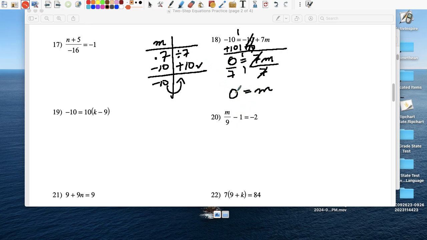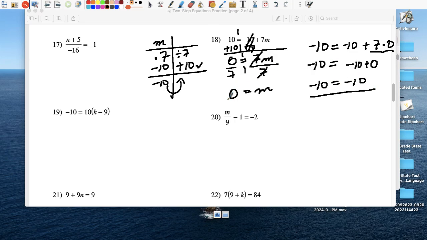So let's see if 0 makes my equation true. So -10 equals -10 plus 7 times 0, right? Because I'm replacing the m with 0. On this side, let's do order of operations. Multiplication comes first, so 7 times 0 is 0. And then let me put -10 plus 0, right? So -10 equals, and -10 plus 0 is just -10. So we are good. 0 makes this equation true.